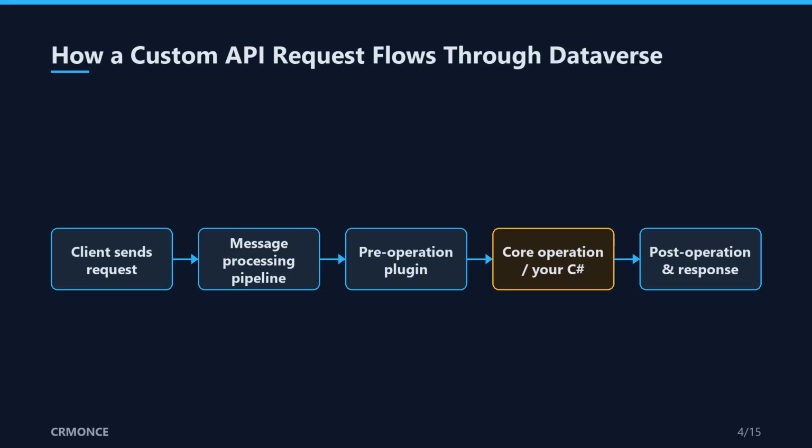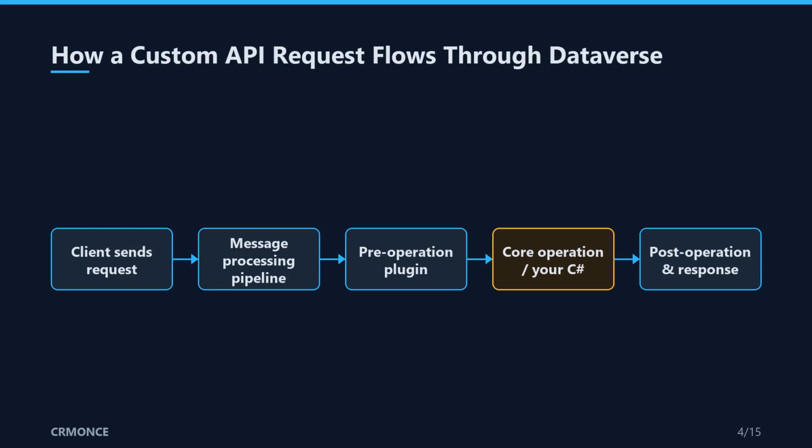Now let's see how a request actually travels through Dataverse once you call your custom API. Picture an assembly line. The client, your app, flow, or console program, sends the request. It enters Dataverse's message processing pipeline, which is just an ordered set of stages Dataverse always runs. First, any pre-operation plugins fire, letting other code inspect or block the call. Then your core operation, the actual CRMONCE logic behind your custom API, executes. Finally, post-operation logic runs and the response is built and sent back.